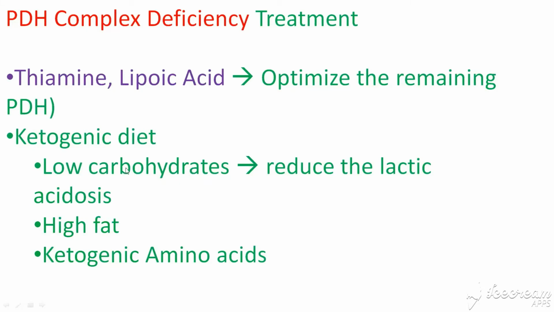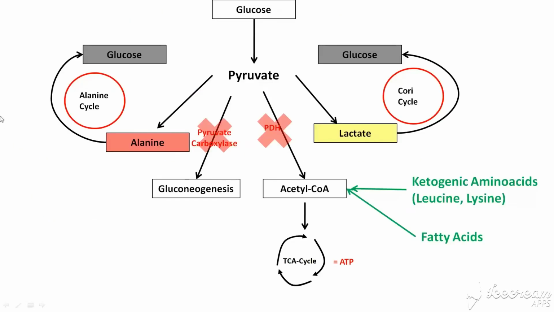The second thing is that we have to start them on a high fat diet and also on a ketogenic amino acid diet. Now, what does that mean? Well, a high fat diet means high levels of fatty acids. Fatty acids can be converted into acetyl-CoA inside the cell, and thus this acetyl-CoA can enter the TCA cycle to produce ATP and bypass the need for the enzyme pyruvate dehydrogenase.